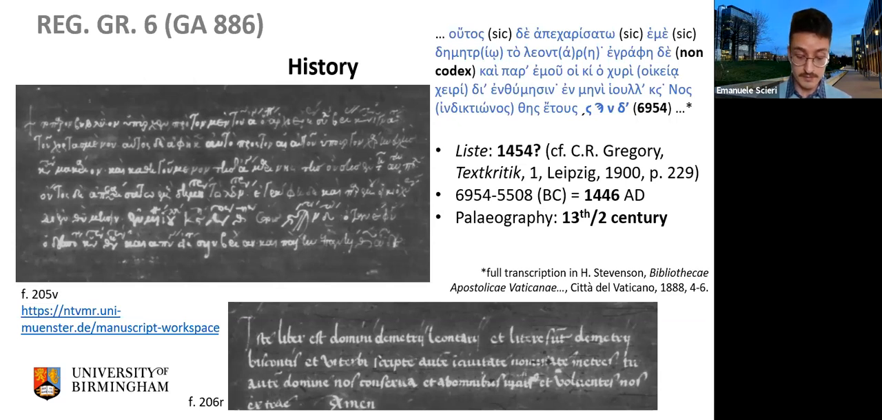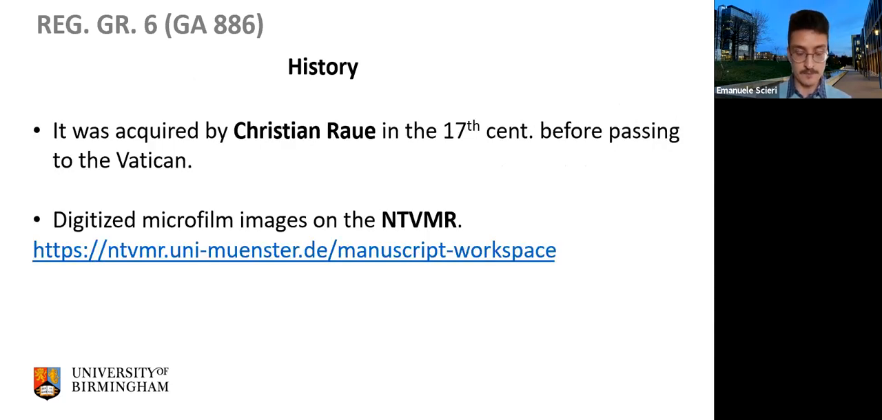Basing on the paleographical evidence, the manuscript could be dated as early as the second half of the 13th century. It was acquired by Christian Roy in the 17th century before passing to the Vatican. Digitized microfilm images are available on the NTVMR.